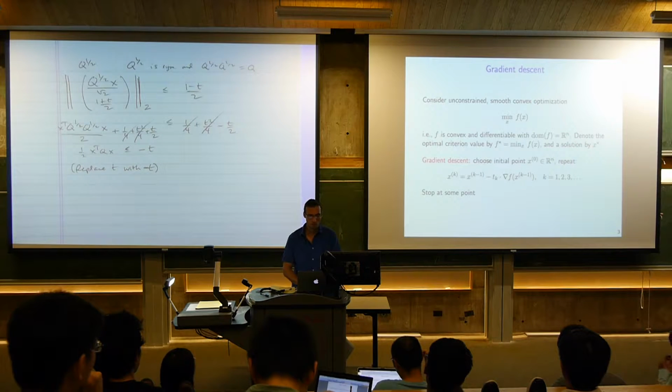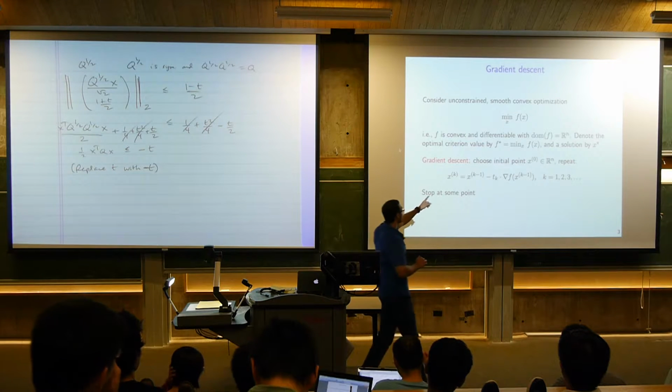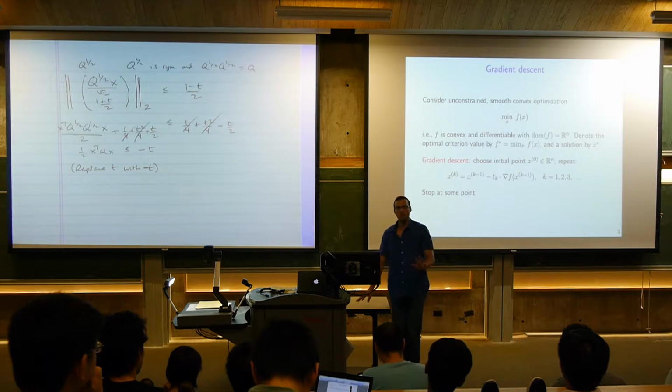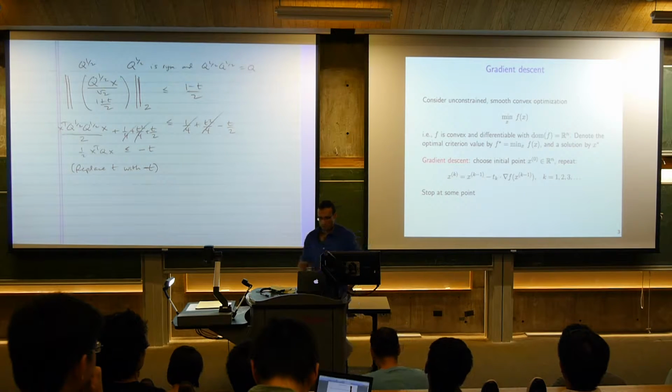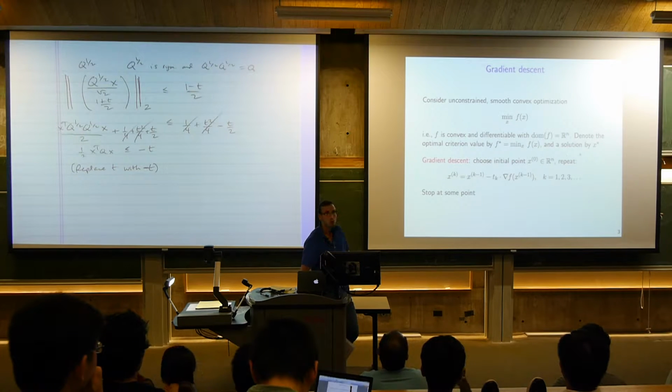But today, we're just going to focus on constraints and smooth optimization. And that means that this function we're assuming is, let's say, differentiable. And just for simplicity, we're going to take its domain to be all of R^n. Nothing's really going to change if that wasn't true, but just for simplicity, I'd like to make that assumption. And just to remind you, we denote the optimal criterion value by f star and a solution by x star.